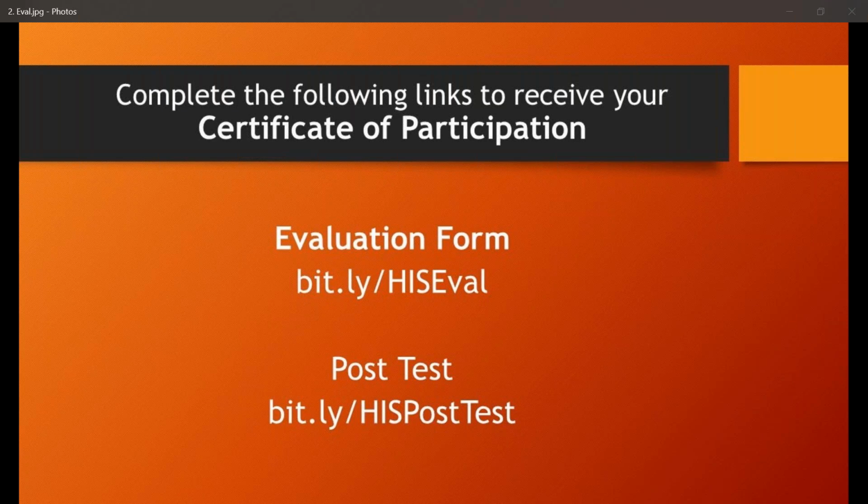Okay. Then we still have two more questions, Doc Jasper. The second one is, in your opinion, with the status quo, how long would it take for the Philippines to implement HIS to all hospitals, especially the public ones, or if not all, maybe 90% or the majority?